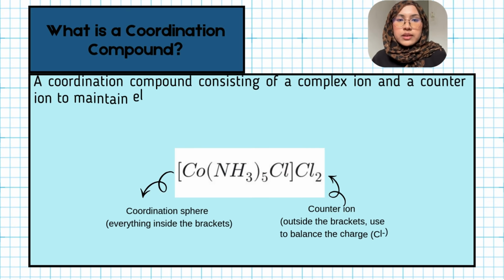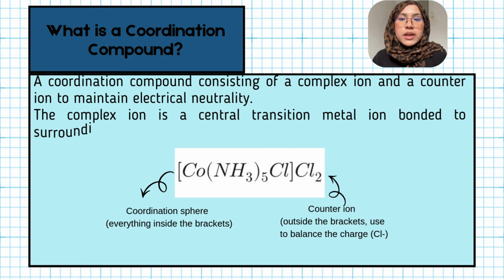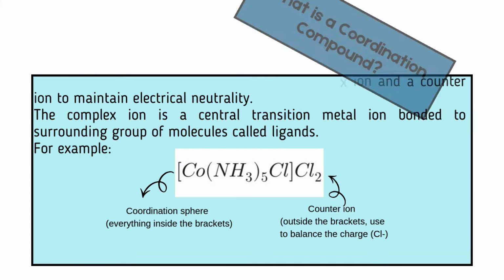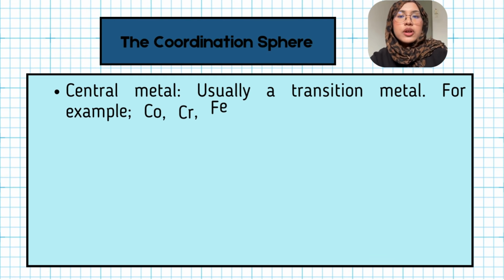So, what exactly is a coordination compound? Think of it as a chemical partnership. It consists of a complex ion and a counter ion that work together to maintain electrical neutrality. In the center, we have a transition metal ion which is bonded to a surrounding group of molecules or ions called ligands. If you look at the example on the screen, chlorocobalt 3 chloride, everything inside the square bracket is the coordination sphere. The chloride ions outside the brackets are the counter ions which balance out the overall charge of the complex.